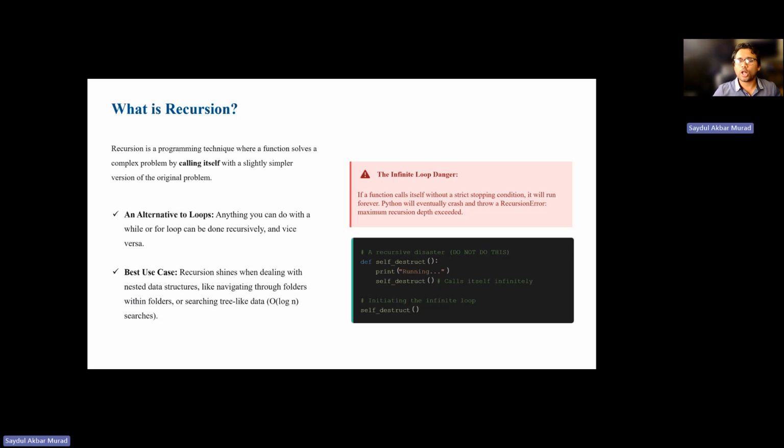This is a good alternative to a loop, and the best use is when you're looking for something in a data structure, like a folder inside a folder. Recursion helps us get to the folder very efficiently, in O(log n) time, which is very good. But the main problem is if you don't have something to stop the recursion, the loop is going to continue forever and crash your computer. So you have to have something to stop the recursion at a certain point.